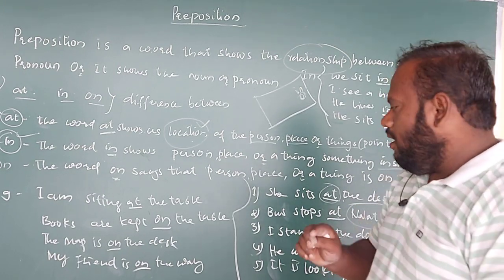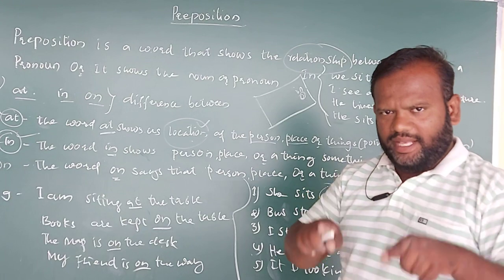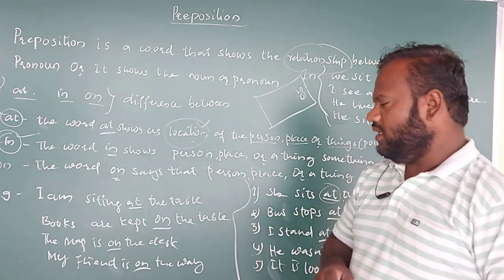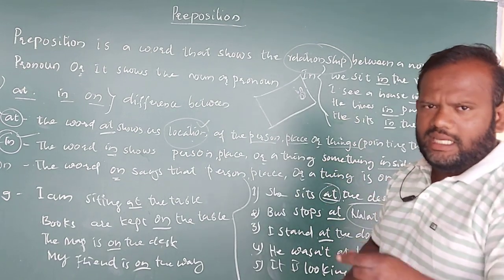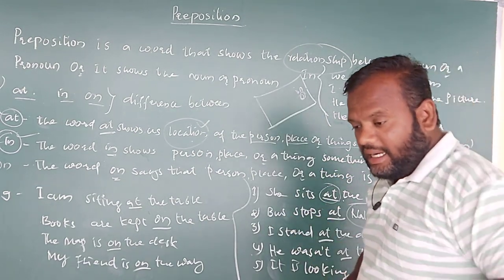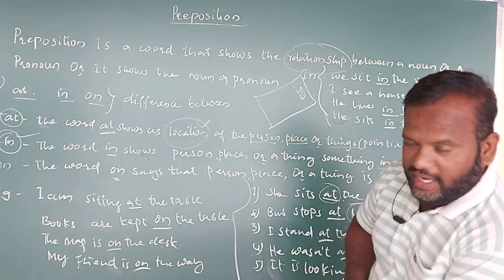Map is on the desk. Then, my friend is on the way. My friend is on the way.